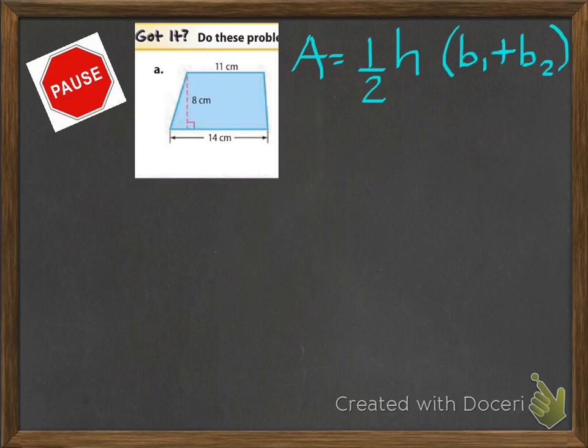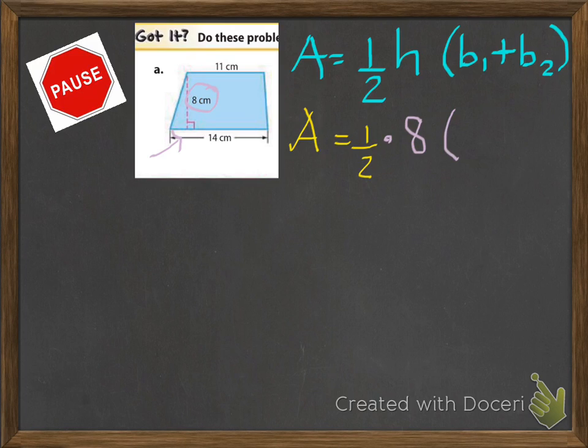Welcome back. So hopefully you were able to work through the problem. Notice they're asking you to find the area, so we can safely write A equals 1/2. Now we need to locate the height. And again, we're looking for that perpendicular sign right there, so we know that 8 centimeters is the height. So it's going to be times 8.